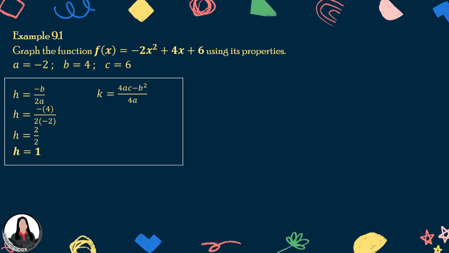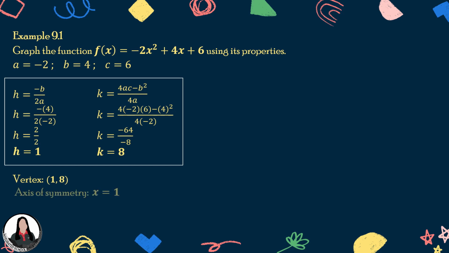How about the value for K? So for K, we have 4AC minus B squared all over 4A. And then substituting the values, we have 4 times negative 2 times 6 minus 4 squared all over 4 times negative 2. Simplifying, we have K equals negative 64 all over negative 8, which means K is equal to positive 8. Therefore, the vertex is 1, 8. Okay? And since meron tayong vertex, the value of H is 1, we can easily get the axis of symmetry. The axis of symmetry is equal to X equals H, hence that is X equals 1.